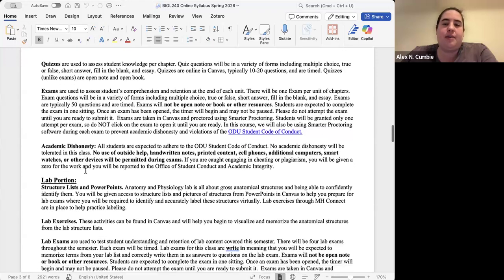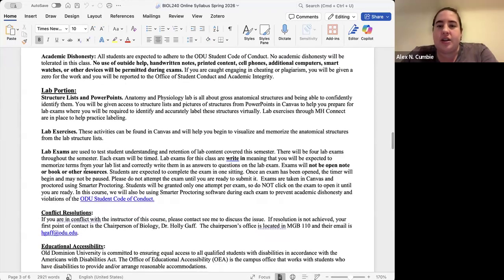I do have to put a note in here about academic dishonesty. Hopefully we will not have an issue with this in this class, but you must adhere to the ODU Student Code of Conduct. Academic dishonesty is cheating, plagiarism, using resources that you're not allowed to use during exams, okay? Outside help, handwritten notes, printed content, your cell phone, additional computers, smartwatches, other devices that you should not have during the exams. If you are found to be using those, it's not going to be tolerated. You'll receive a 0 for the work, and you'll be reported to the Office of Student Conduct and Academic Integrity.